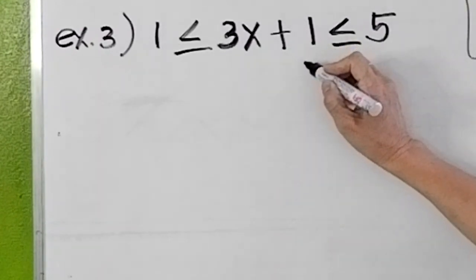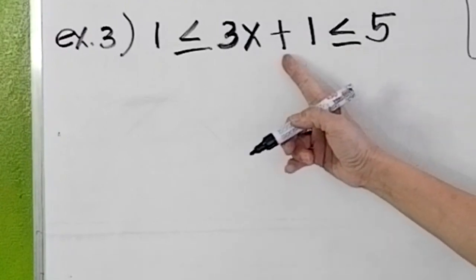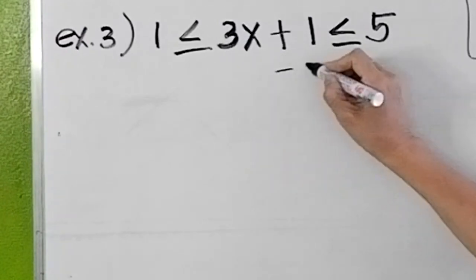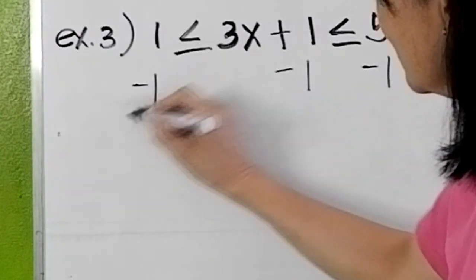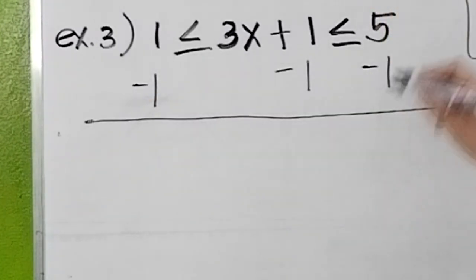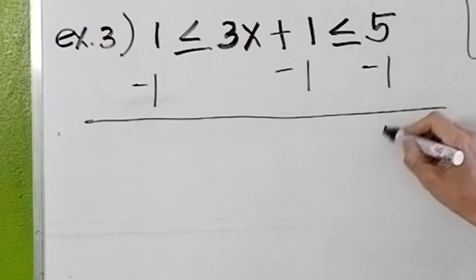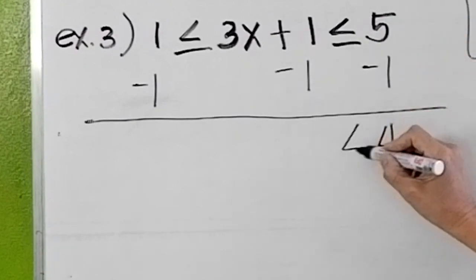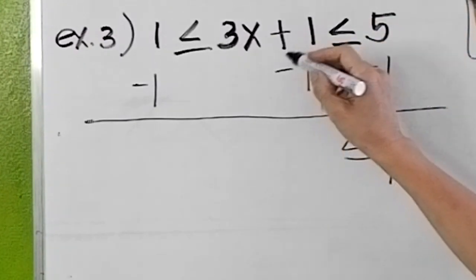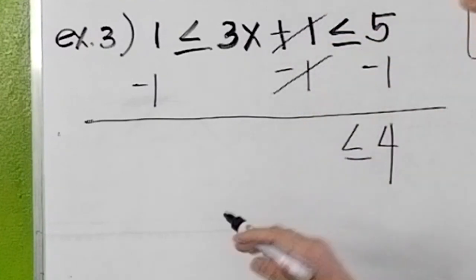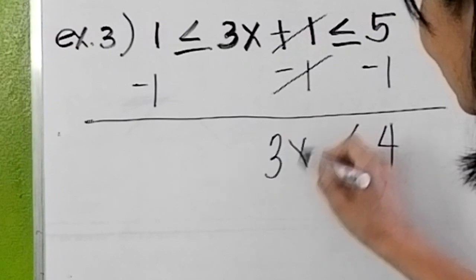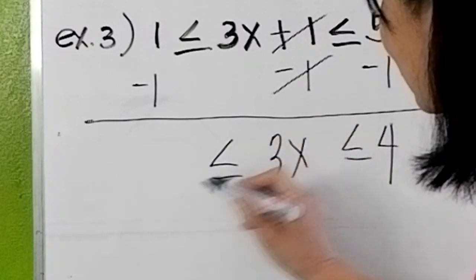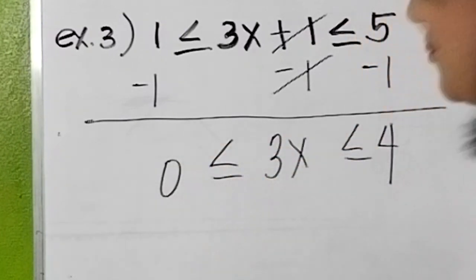Remove the constant. How do you do that? Plus 1. Subtract 1 here on all sides. Then add them. 5 minus 1, you get a 4. Copy the inequality. This cancels with this, it becomes 0. So you're left with 3x is greater than or equal to 0.